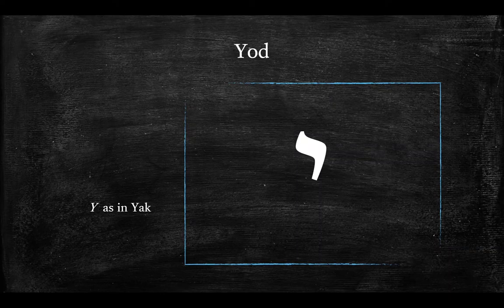Yod. Yud is how some pronunciation schemes work, but yod is how I say it. It's how I learned it. Makes a Y sound, yod. This is the smallest letter in the Hebrew consonantal text. If you imagine a quadrant for where you'd write your letters, this would only fill up the top right quadrant. So it is by far the smallest consonant there is in Hebrew.